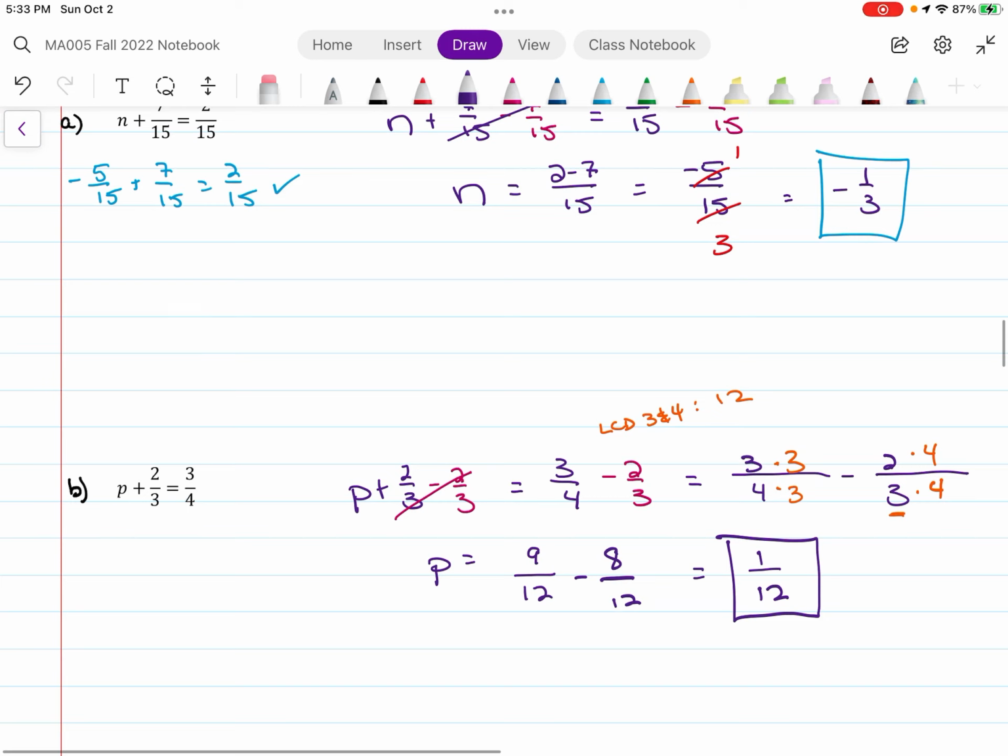So now on this one, I would really recommend you just check this on your calculator. So to check this, you would say, well, p is 1/12. Okay, so 1/12 plus 2/3 equals 3/4. So these kind of problems, I want to see the work. I want to see what you did, but use your calculator to make sure you know that your answer is correct. Okay, so put this in your calculator and see if it really is 3/4.